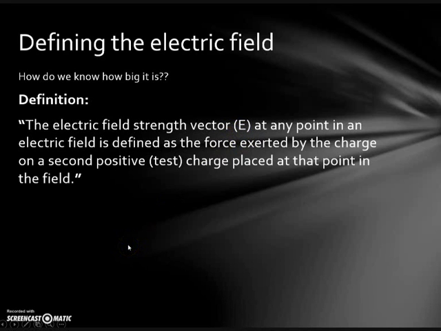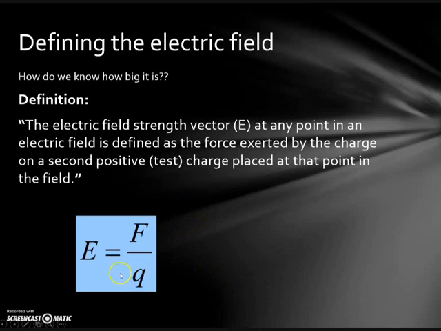The electric field strength vector at any point in an electric field is defined as the force that's exerted by that charge on a second positive test charge that we place in the field. So we test for the presence by imagining some tiny little positive test charge. If we put that near something and it experiences a force, then there's a field there, and how much force it's experiencing tells us how strong the field is.